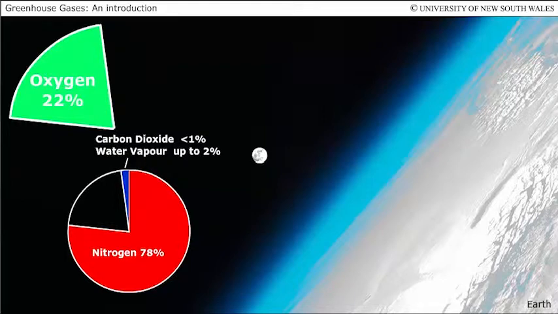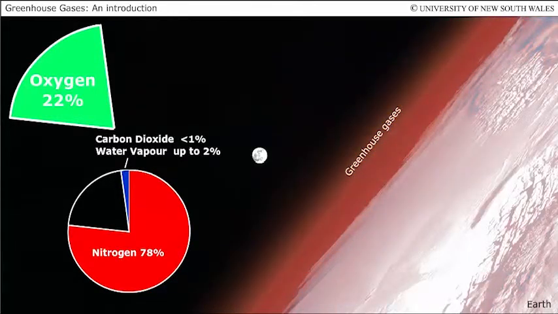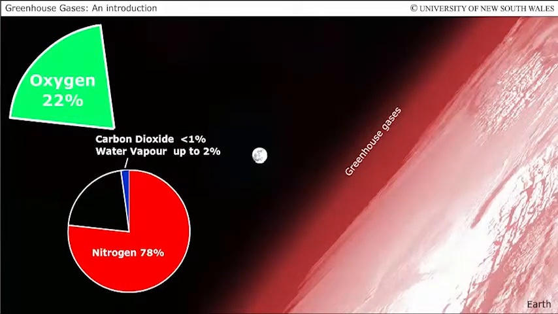Some molecules in the atmosphere are greenhouse gases. This means they are good at trapping heat from the sun and warming up the atmosphere and the planet's surface below it. One good example of such a molecule is carbon dioxide.